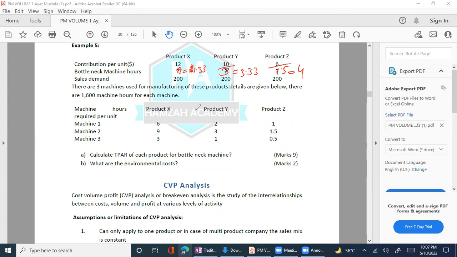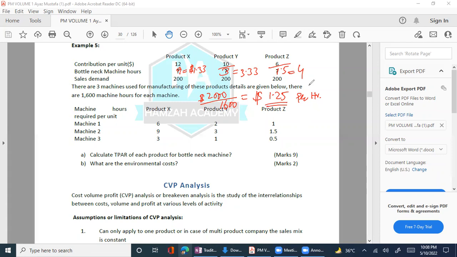We can assume any fixed cost. Let's say the fixed cost is 2000 in total, and the capacity is 1600. So what will be the fixed cost per hour? 2000 divided by 1600. I assume this figure because there is some typing mistake in the question. Fixed costs are missing. 1.25 is the fixed cost per hour.